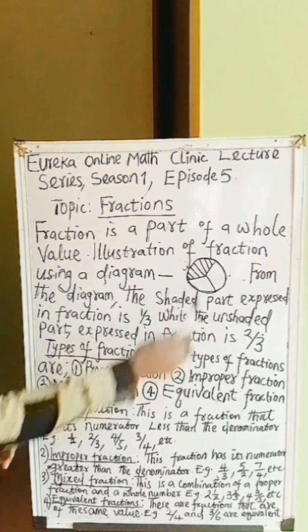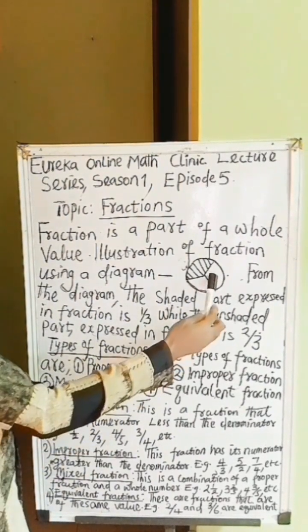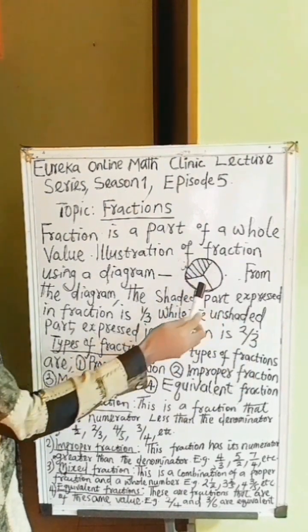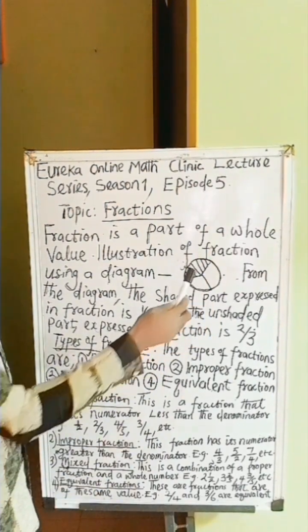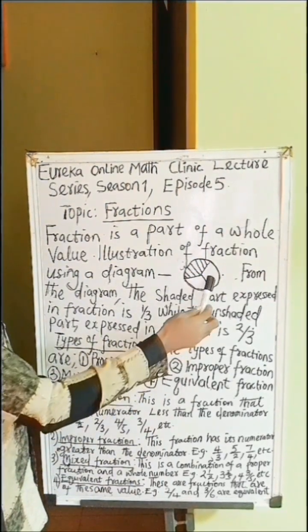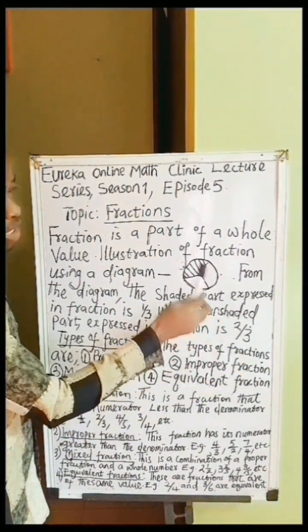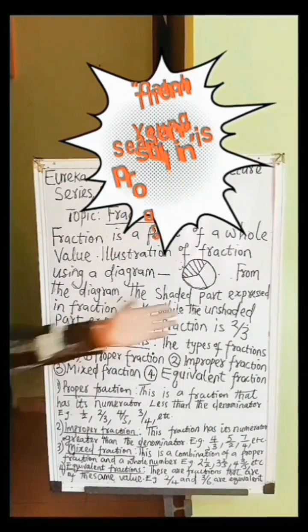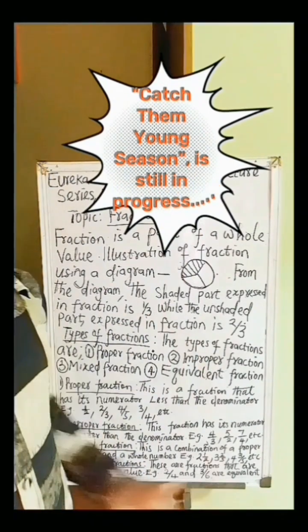Then the unshaded part expressed in fraction becomes 2 over the total number of parts. So we have 2 parts that are unshaded, then we have 1 part that is shaded. So expressing the unshaded part in fraction becomes 2 over the total number of parts, that is 3. So this is what a fraction means. It means a part of a whole.